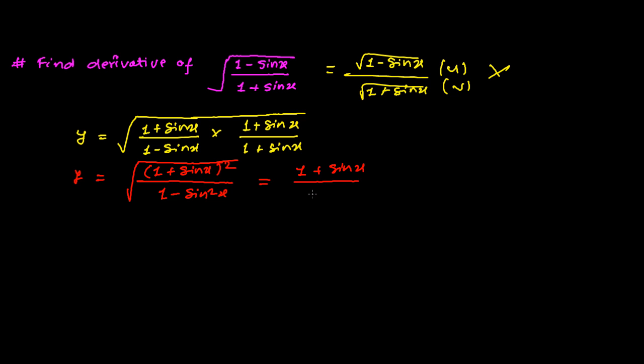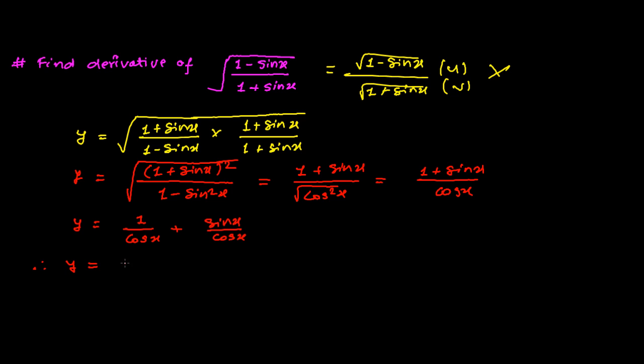Here you'll get 1 minus sine square x, that is actually cos square x, inside the root. So now 1 plus sine x over the root of a square, so again the square will cancel the root and cos x will come outside. Further, y equals, you can separate 1 over cos x plus sine x over cos x. I separated it, and finally our function is going to be 1 over cos x, that is sec x, and sine x over cos x, that is tan x.